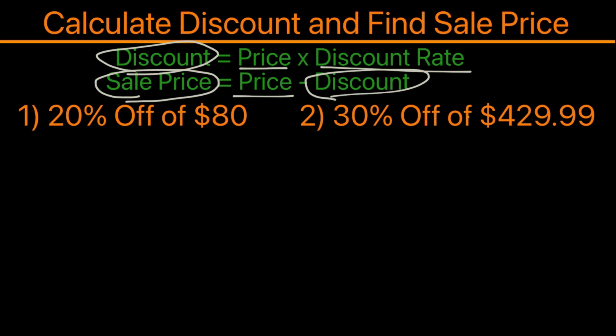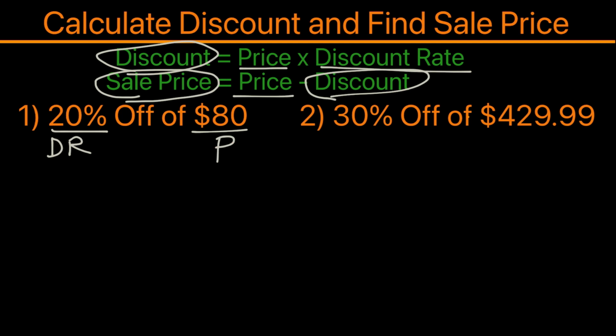For the first example, we have 20% off of $80. So the first part is to find the discount. Now we know the discount rate is 20%, and the price is $80. So I'll put DR here as discount rate, and I'll put P as price.